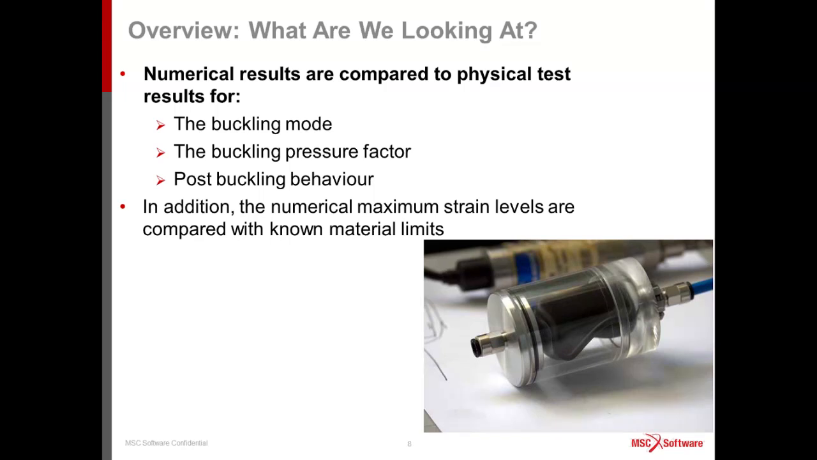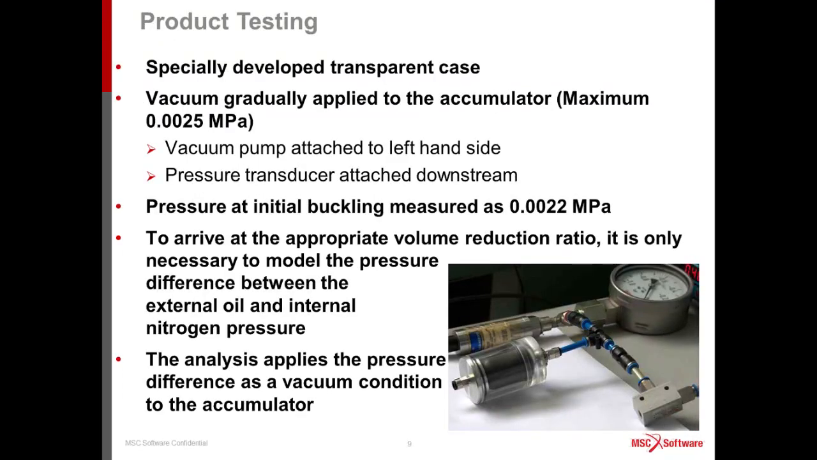So what we did in order to be able to visualize the deformations, we created our own special transparent case, as you can see in the image. We gradually apply a vacuum to the internal surface or the nitrogen surface to draw the air out of the accumulator, causing it to collapse. We found that you get an initial pressure buckling at around about 0.0022 megapascals.